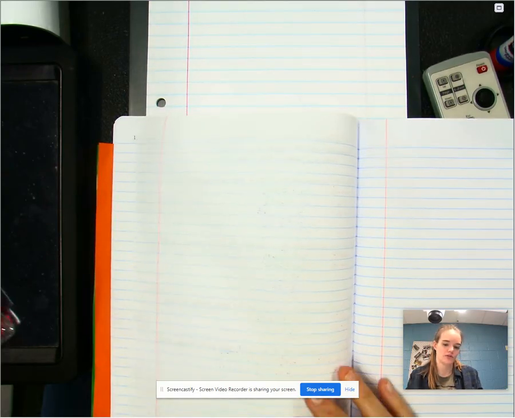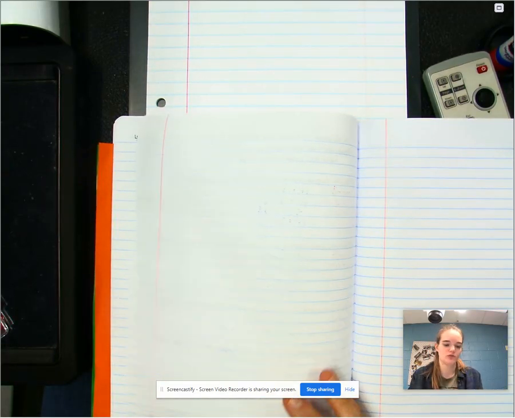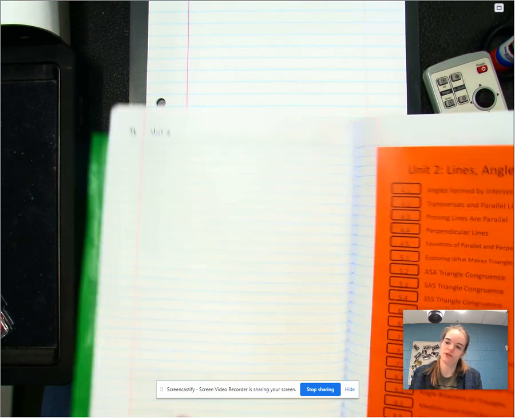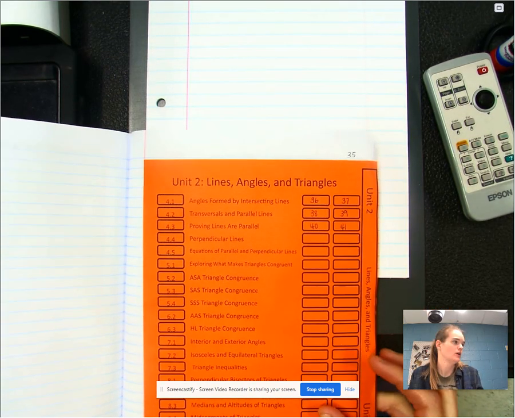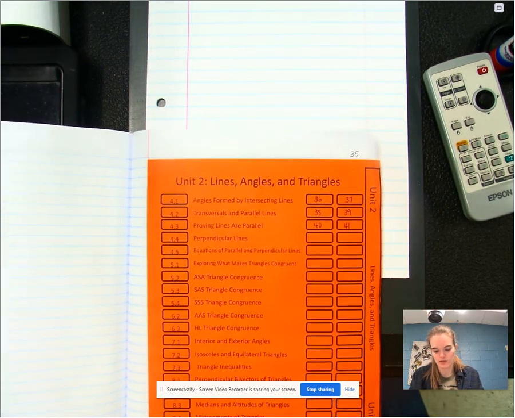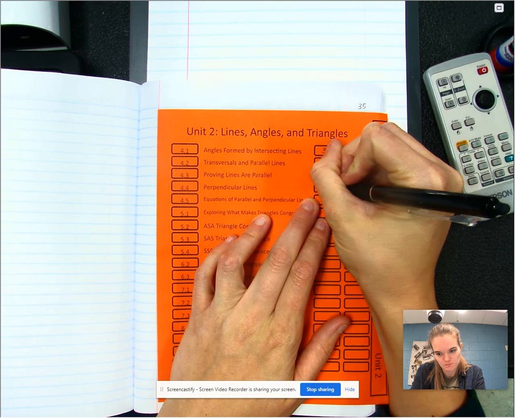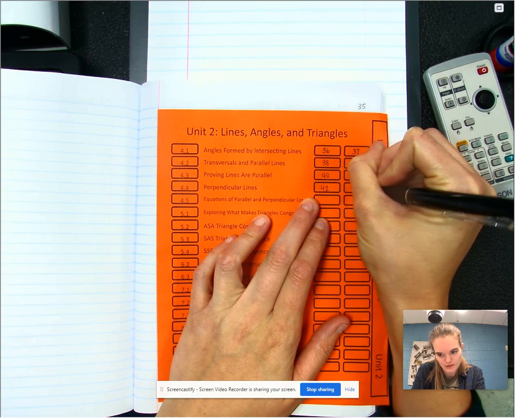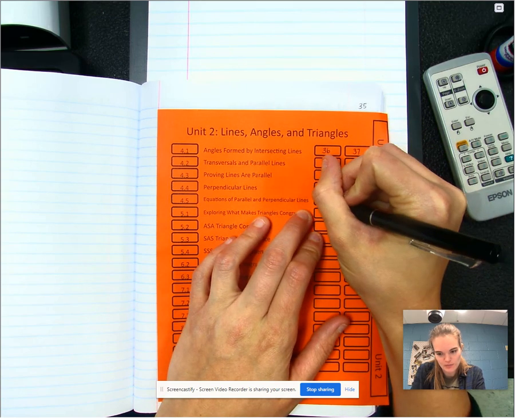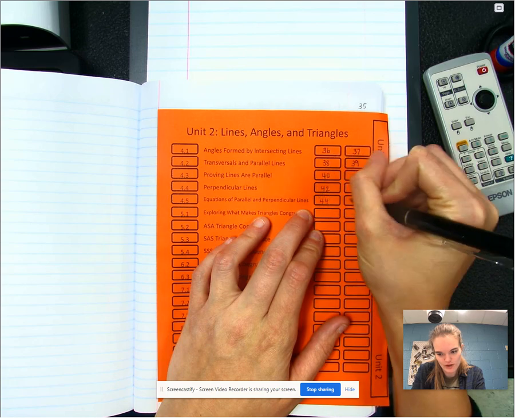Alright, so today we're going to start our triangles part of this. So we have lines, we have angles, we have triangles. We've already done some of this. We're going to fill out what we've done and what we're doing today. So perpendicular lines, we're on 42 and 43. And equations, we're on 44 and 45.